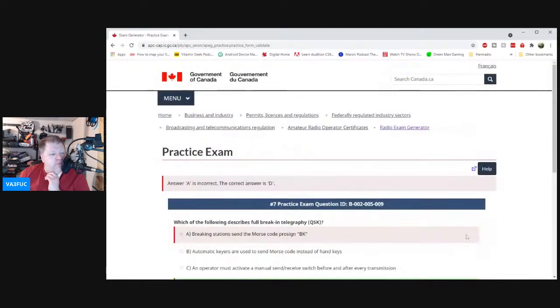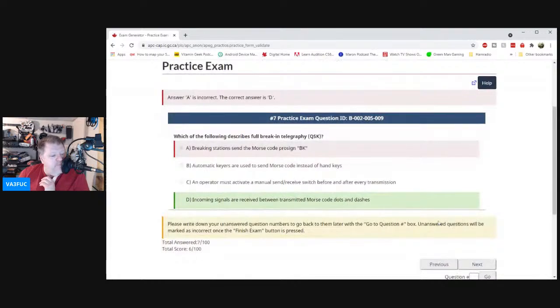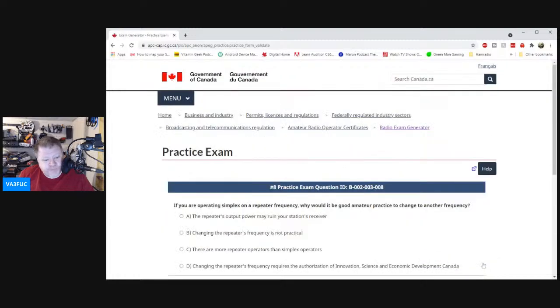We'll find out. No, they're looking for D. Incoming signals are received between transmitted Morse code dots and dashes. Okay, well, we know Morse code is dots and dashes, but that doesn't describe the full break-in telegraphy. Somehow it's the answer. That's a weird one. On to the next one.